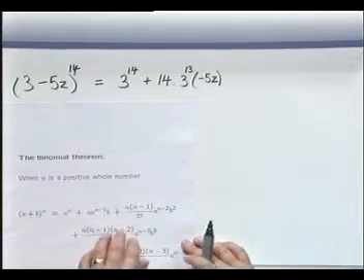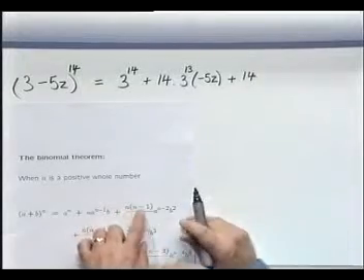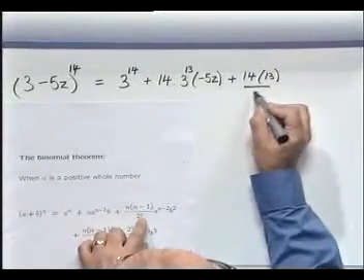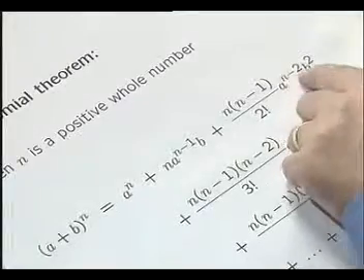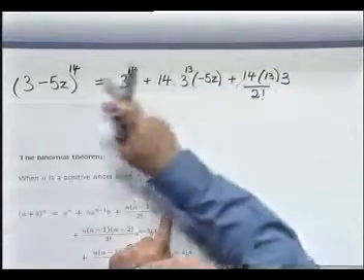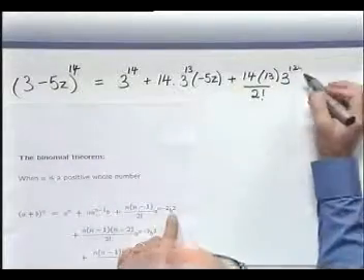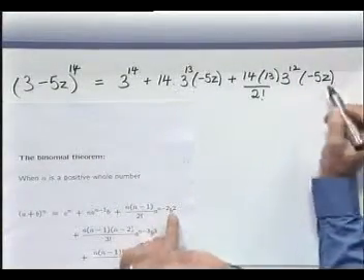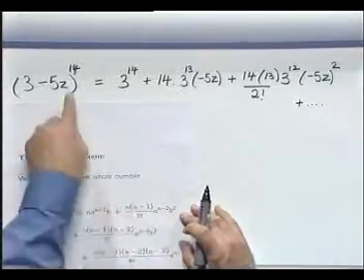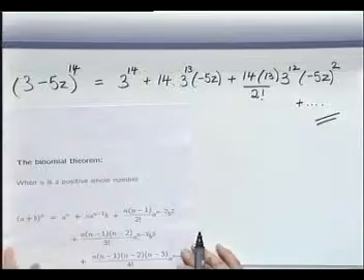My third term, and I'll stop after the third term, is n which is 14, n minus 1, which is 13, all over 2 factorial, a to the power n minus 2 will be 3 to the power n minus 2 will be 14 minus 2, which is 12. And finally a b, which was minus 5z, raised to the power 2. And we know this goes on and on until we reach a term in z to the power 14. But we've only written down the first 3 terms there. Perhaps we should just tidy it up a little bit.